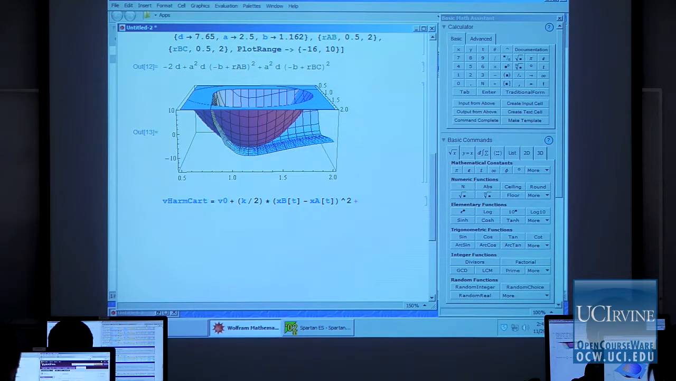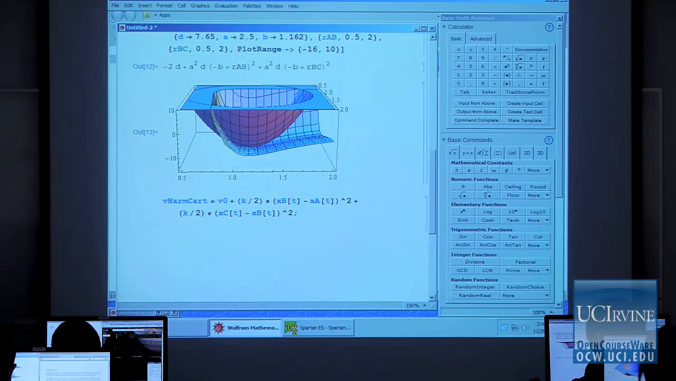And then we'll have the second term, k over 2, times x capital C of t minus x capital B of t, not a curly, squared. All right, so that's our potential energy. Now, the kinetic energy I'll call kinetic E equals. This is just the sum of 1/2 m v squared for A, B, and C.